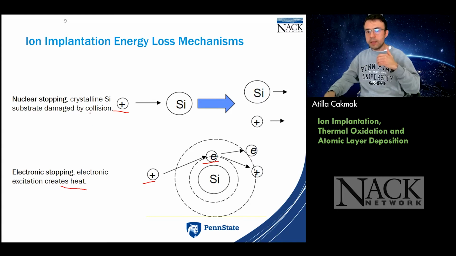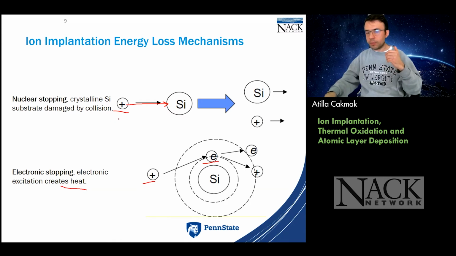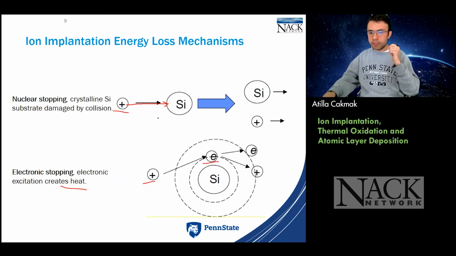The second way is nuclear stopping. So we have the ion head-on colliding into the atom itself. Okay, so that's the other way of stopping the ion. That's the second mechanism. And depending on the weight of the incoming ion, hydrogen, boron, arsenic, all these mechanisms will occur differently. So let's look at this.